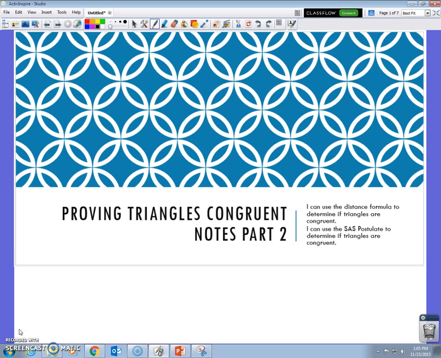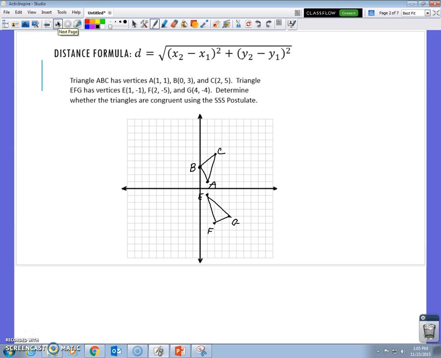Before we do anything, though, I want to talk about the distance between points, and we're going to look at some triangles on a coordinate plane here, and determine if they're congruent or not. On this specific example, I'll give you a chance to go ahead and plot these points. Triangle ABC has these coordinates, and I'd like you to plot those on your own paper. And EFG has these coordinates.